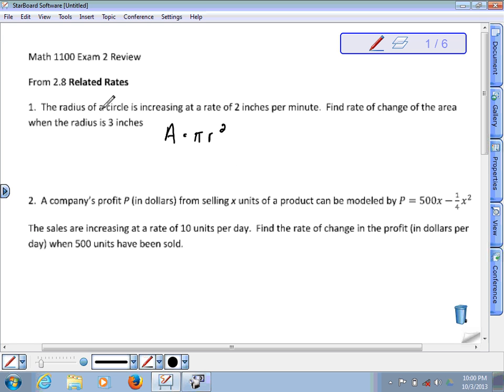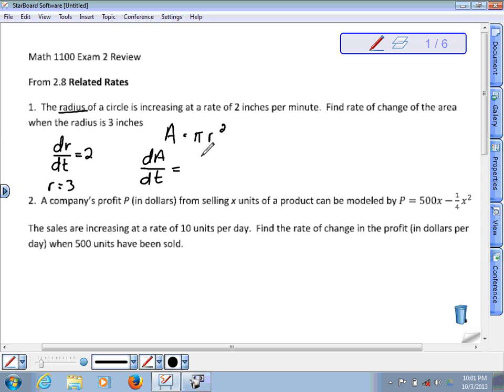Then we need to figure out what we know. We know the rate that the radius is increasing with respect to time. That's dr/dt. That's equal to 2. We need to find the rate of change of the area when the radius is equal to 3. So the rate of change of the area is equal to dA/dt. That's the derivative of the area with respect to time.